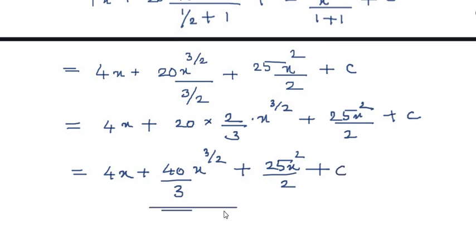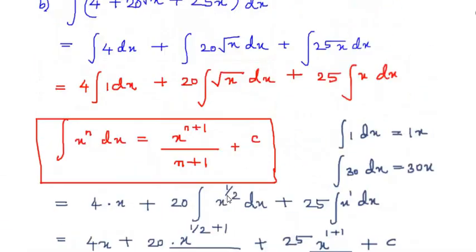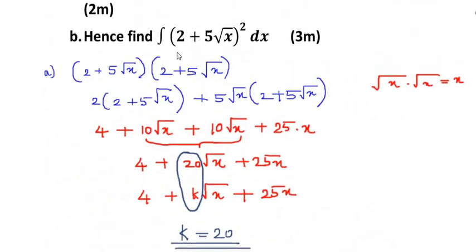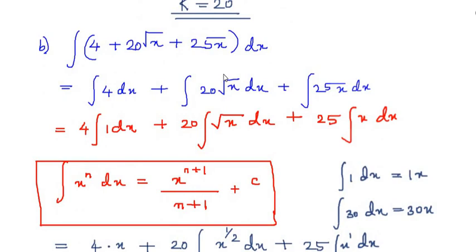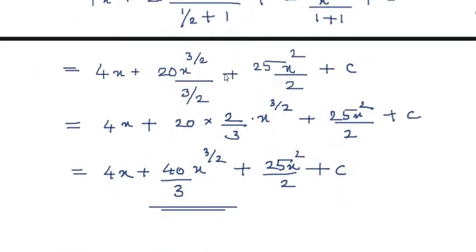So this is the integration of the term they had given over here, of the whole squared term. So it is for 3 marks. So hopefully all the steps are clear to you.